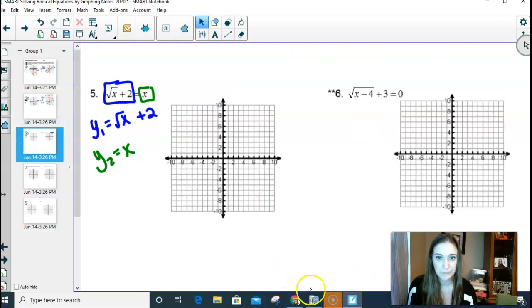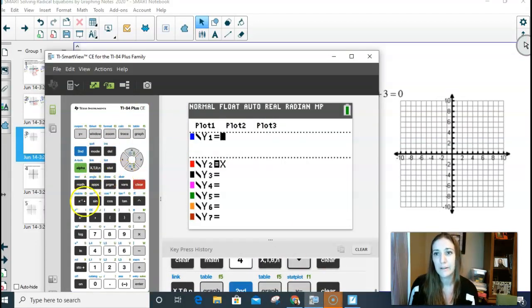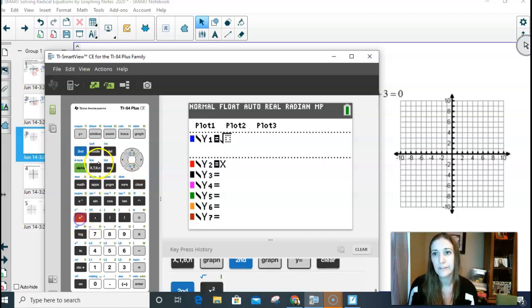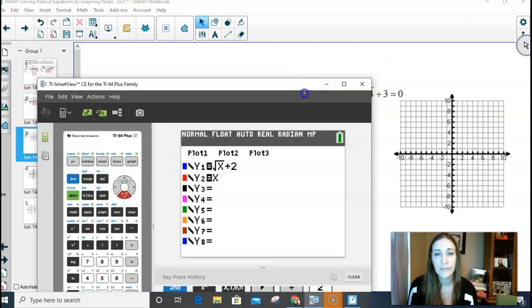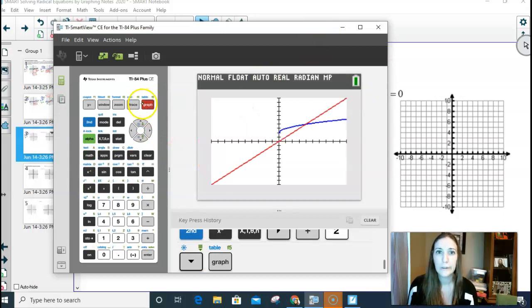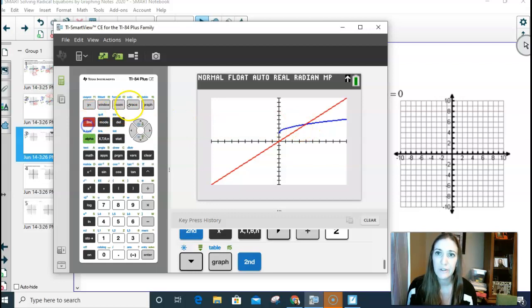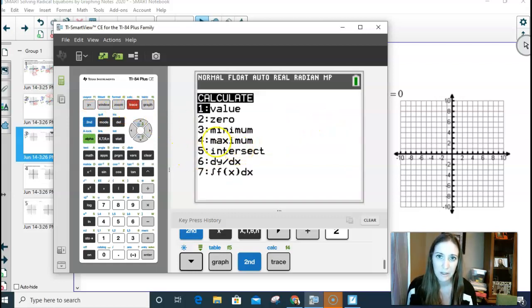Here we go. I already forgot. It was the square root of x. Get out of the radical before you hit plus 2. And then I think it was x, right? Yeah. All right, graph. Oh, cool. One intersection point. I'm going to find it using the intersect feature on the Calc menu.